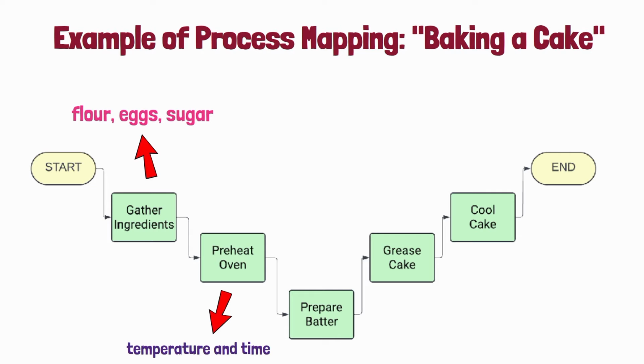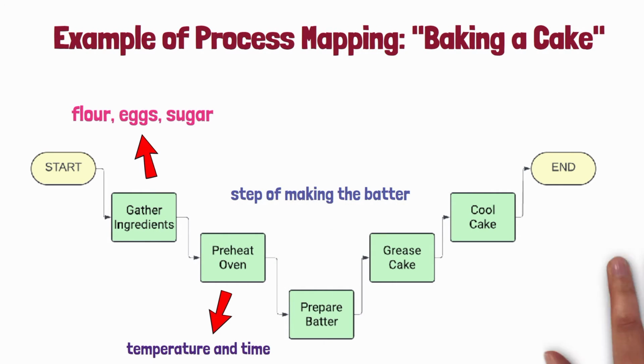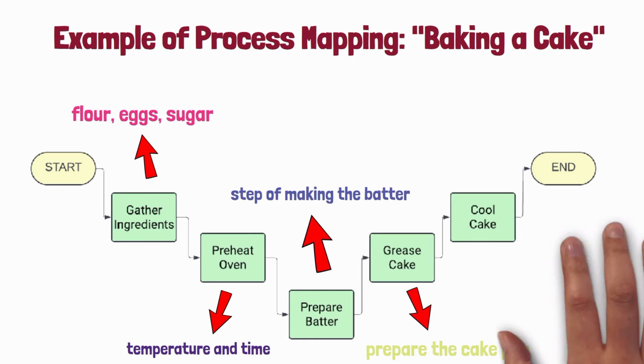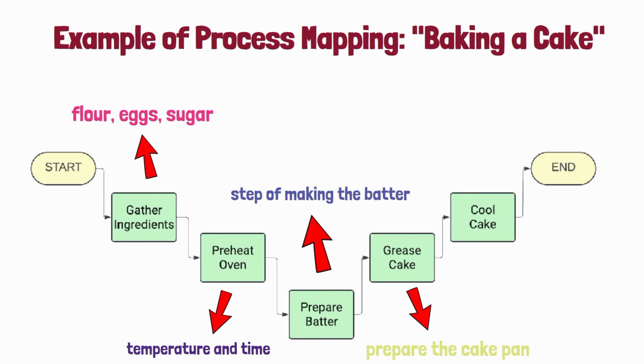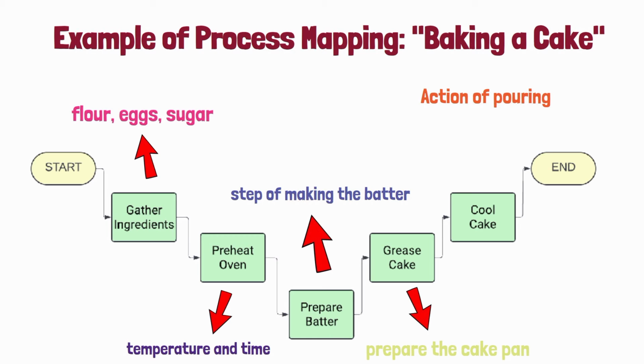Third step is prepare batter. Here we will write every step of making the batter, like mixing flour and sugar, adding eggs, etc. Similarly, the fourth step is grease cake pan. Fifth step is pour batter into the pan, where we will describe the action of pouring the batter into the prepared cake pan. Sixth step is bake cake. Seventh step is cool cake.